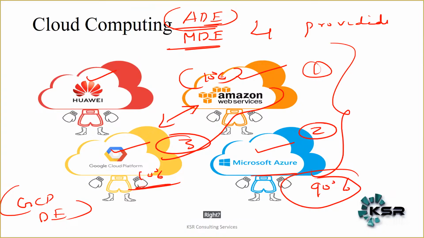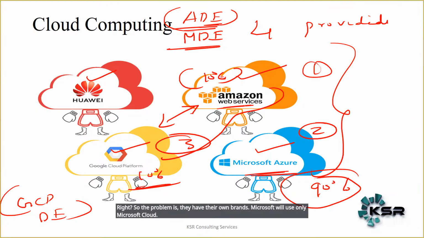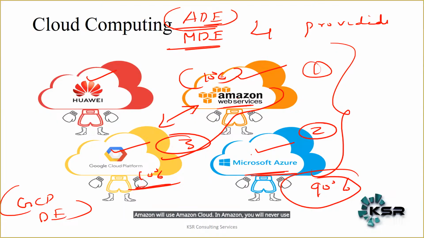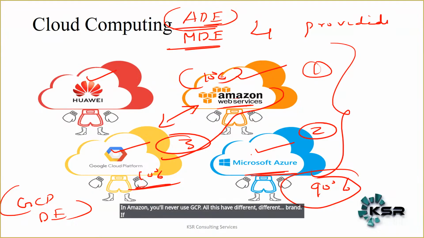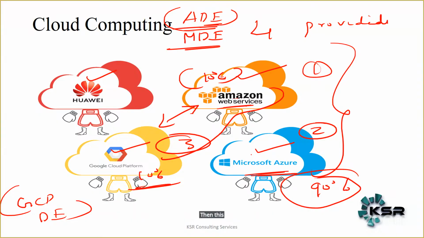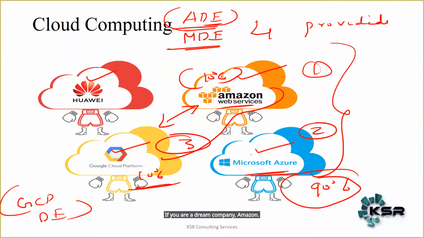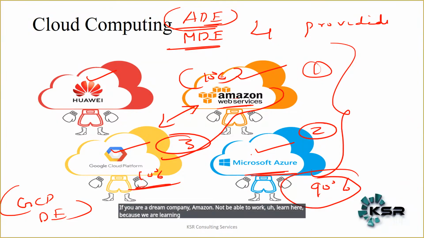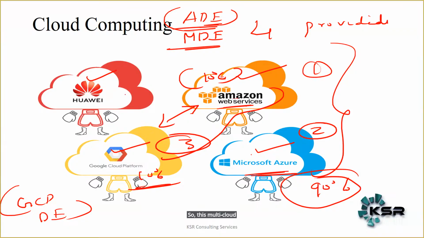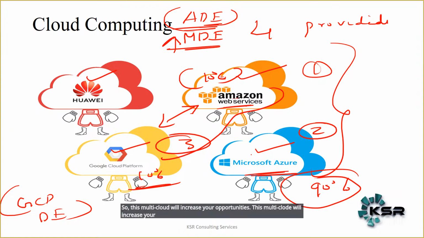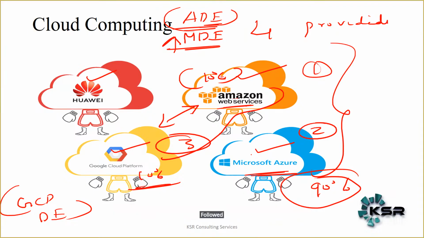The problem is they have their own brands. Microsoft will use only Microsoft Cloud. Amazon will use Amazon Cloud. In Amazon, you will never use Microsoft, and you will never use GCP. All these have different brands. If you want to work in Google, then this course may not be helpful, because we are learning a Microsoft product. If your dream company is Amazon, you may not be able to work there with what you learn here. So multi-cloud will increase your opportunities. In this course, we'll focus on Microsoft Azure, followed by importance to the other two clouds as well.